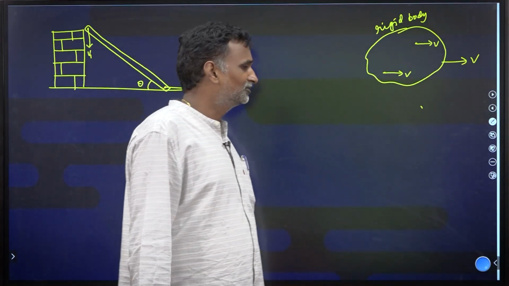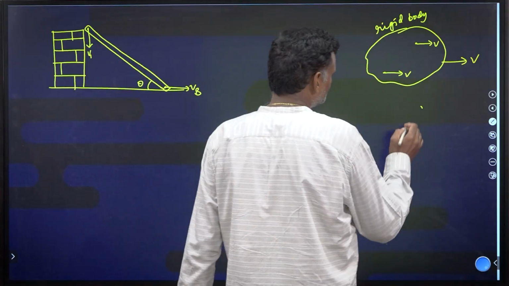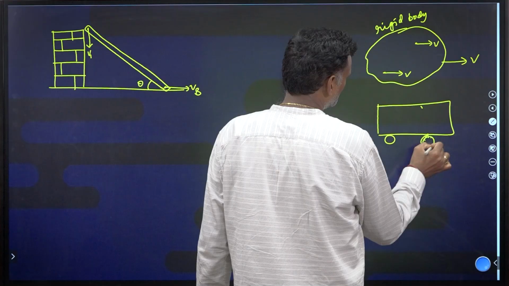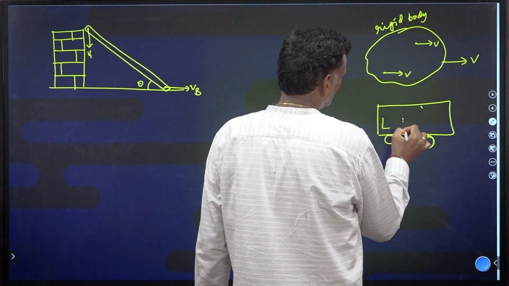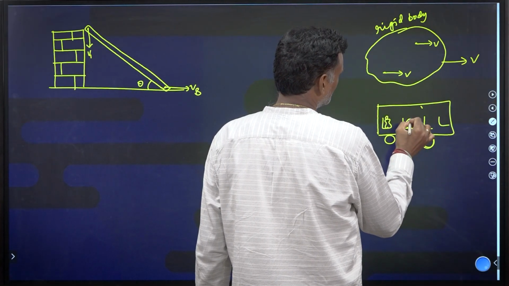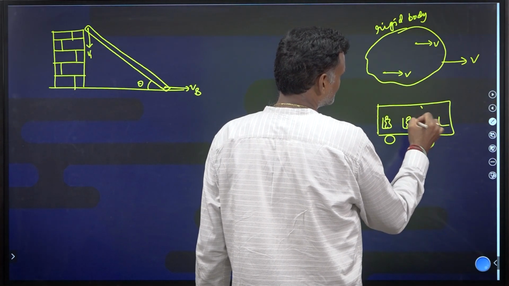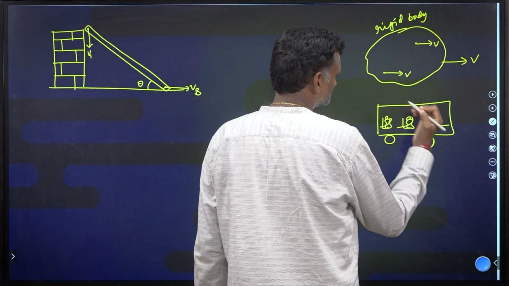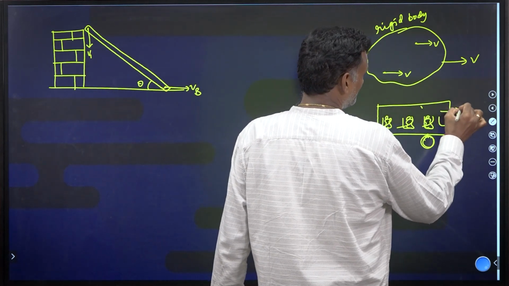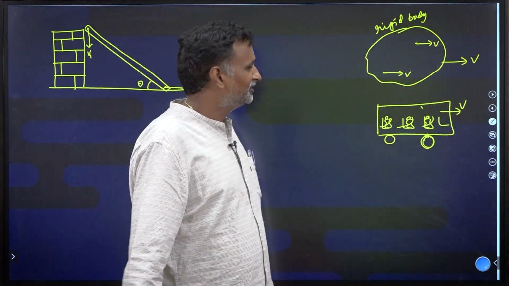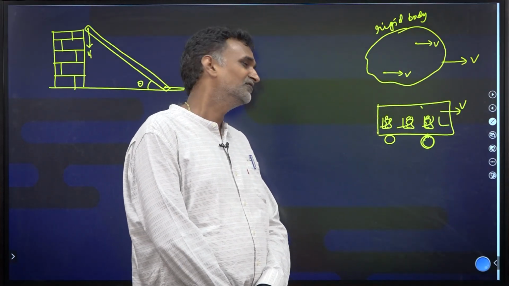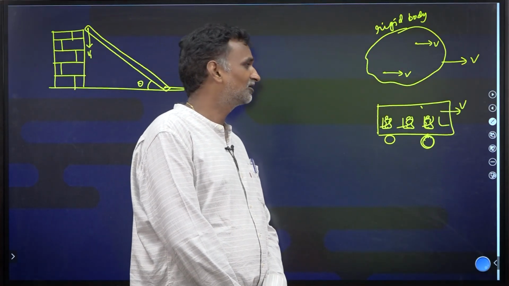Suppose, a small example I can give you for understanding purposes only. Suppose it is a college bus and here are the seats. Students are sitting in the seats wearing seat belts, and now the bus is moving to the right with the speed v. Then what is the speed of a student, if I ask? What is your answer? v only, direction forward only.